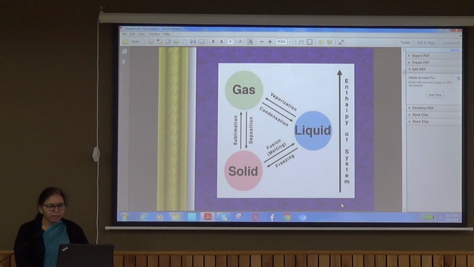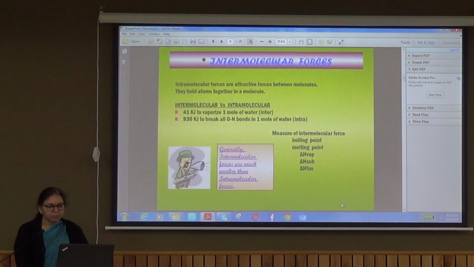While solid converts into liquid, that process is known as fusion or melting, and liquid converts into solid, that process is known as freezing. While liquid converts into gas, this process is known as vaporization, and the condensation of gas into the liquid form is called condensation.